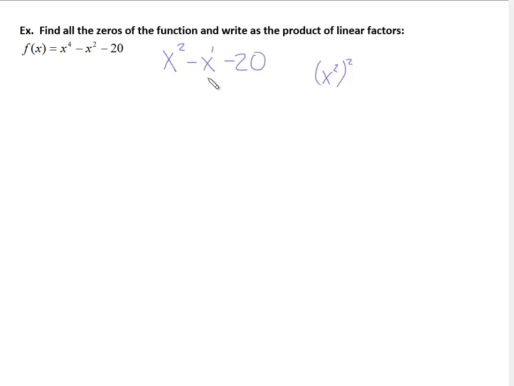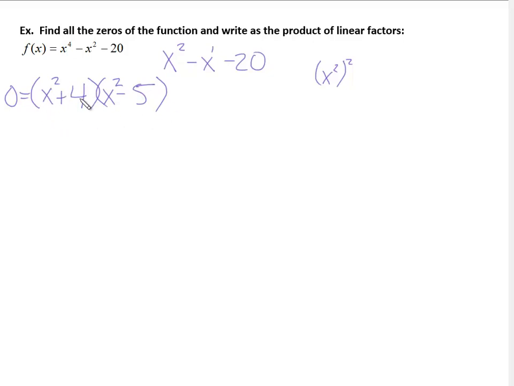So for instance here, if you took x to the 1st and squared it, remember when you raise a power to a power you multiply. So if you square this thing, this would be x squared. So we can actually factor this like it's a quadratic, but instead of x and x in there, we're going to have x squared and x squared. Let's see, this negative 20 tells me I have opposite signs. And the factors of 20 that subtract to 1 are 5 and 4. And to add up to negative 1, 5's negative, 4's positive.